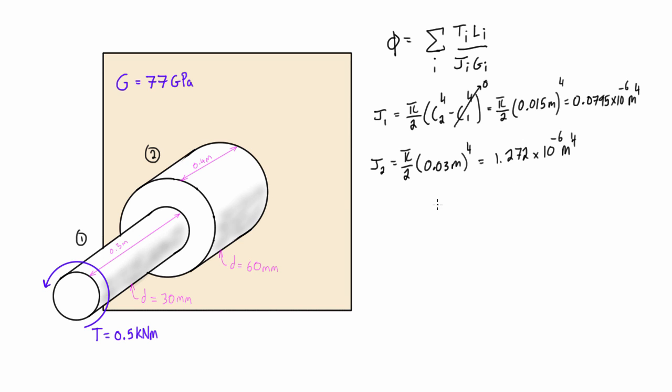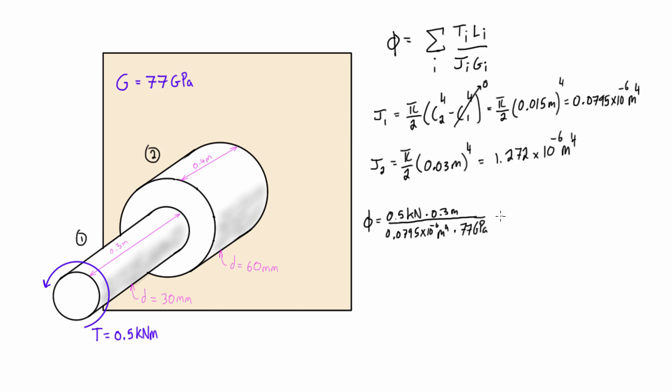Alright, so now we want to plug these into our angle of twist equation. We'll do it by parts, so we'll do part 1 first. We have 0.5 kilonewton meters times the length of this section, which is 0.3 meters, and this is all going to be over J, so we have 0.0795 times 10 to the minus 6 meters to the power of 4 times our modulus of rigidity, 77 gigapascals.